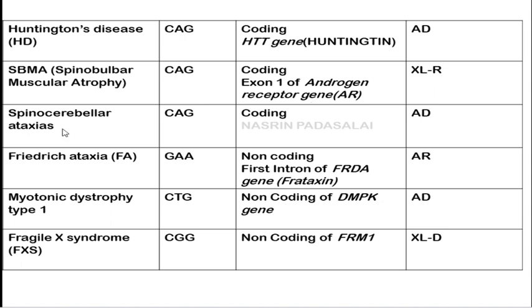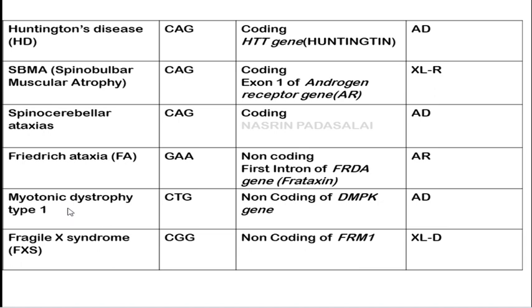Next is spinocerebellar ataxia. The repeat sequence is CAG. It is present in the coding region. As we take Friedreich ataxia, the repeat sequence is GAA. It is present in the non-coding region, that is, this repeat sequence is present in the first intron of the FRDA gene, which codes for a protein called frataxin.